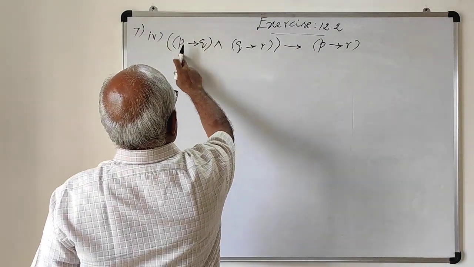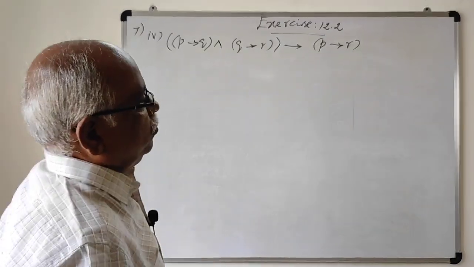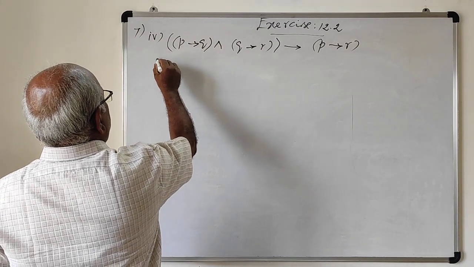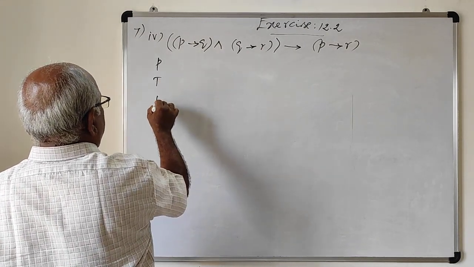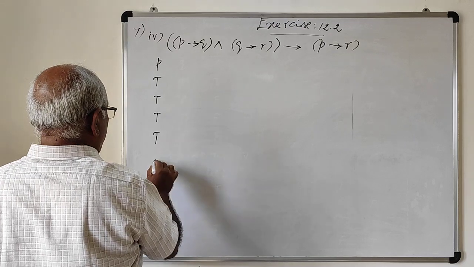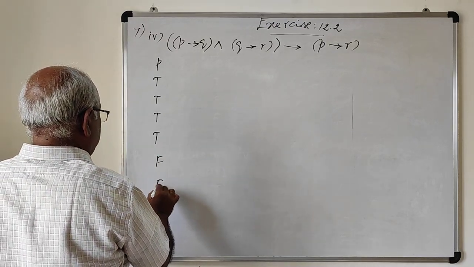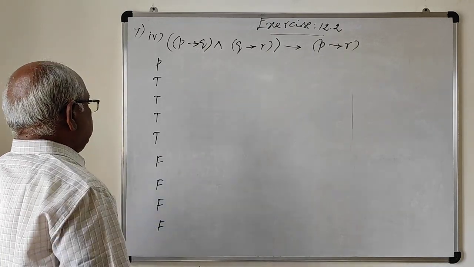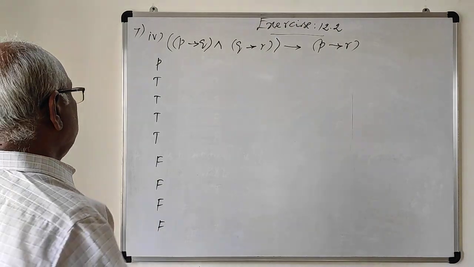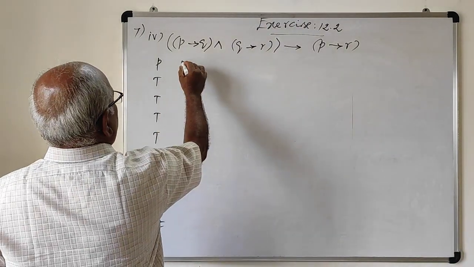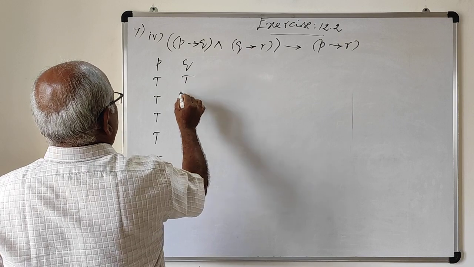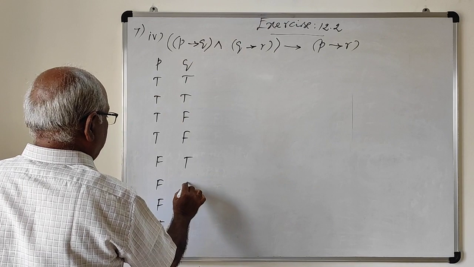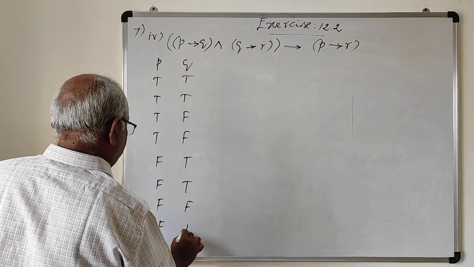Here we have P, Q and R, three different statements. Therefore, we have 2 power 3, 8 rows in the truth table. For that, the first P consists of 4 T's and 4 F's. Q is 2 T and 2 F alternatively.